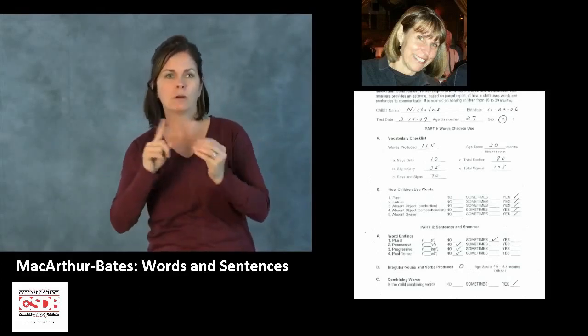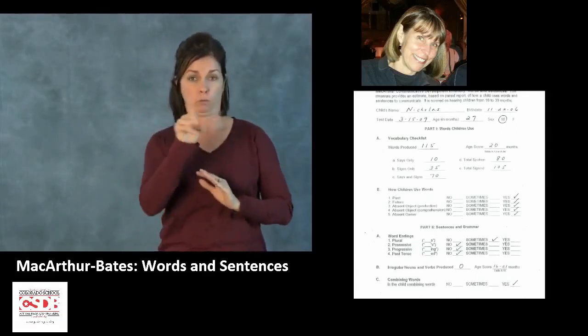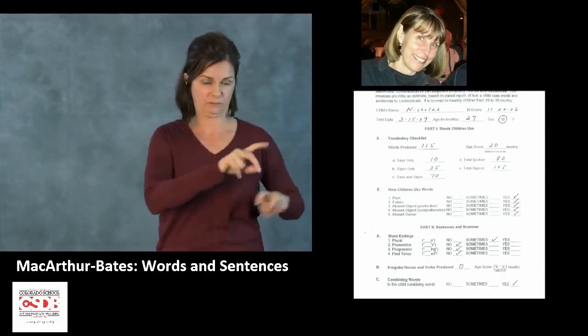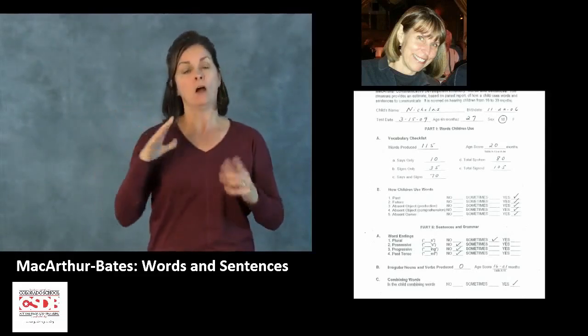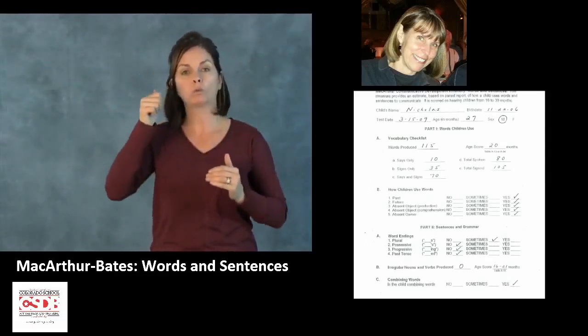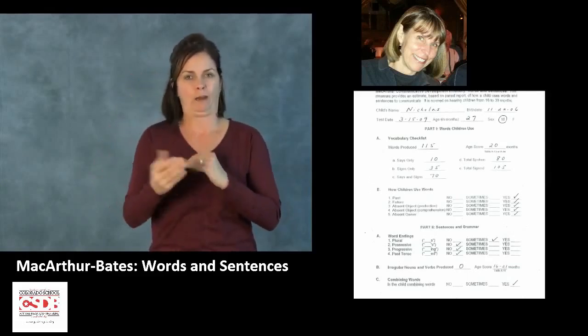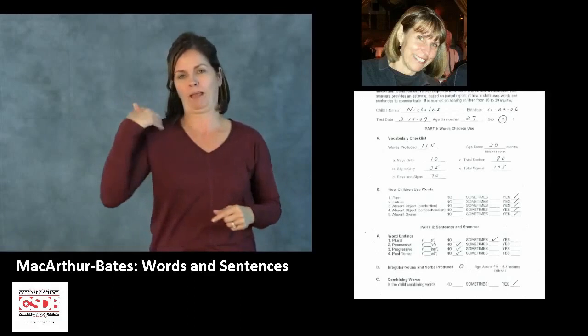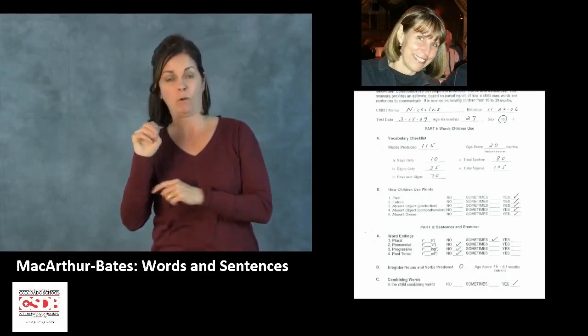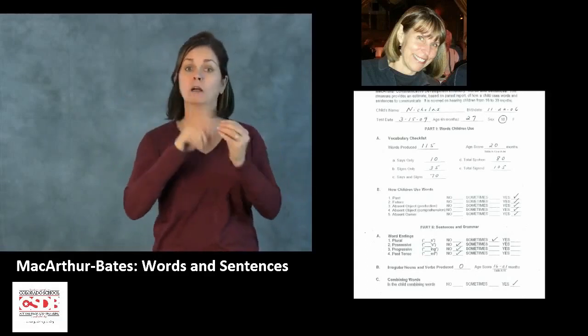So, for example, one question asks, is your child talking about things that happened in the past? Now, grammatically, an adult or an older child would do this by adding a past tense -ed or using an irregular past tense form. But young children will begin to talk about the past without using grammar.